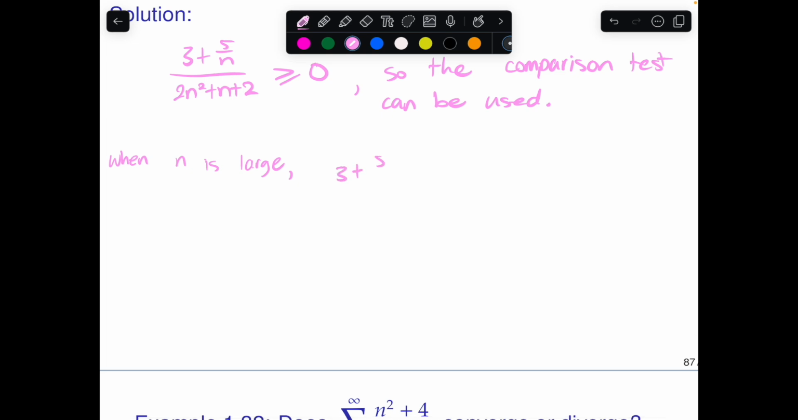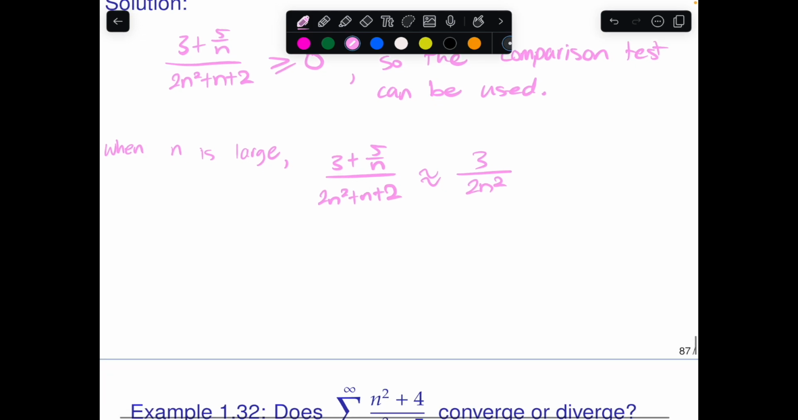(3 plus 5 over n) over (2n squared plus n plus 2) is roughly equivalent to, and obviously it's not exactly equal, but this term here, when n gets really big, is essentially going to 0, right? So in your numerator, you just look at 3, that's the only thing that really stays there. And in your denominator, this 2n squared term is really going to dominate, because the n plus 2 in comparison isn't really going to matter. So you can say it's roughly equal to 3 over 2n squared.